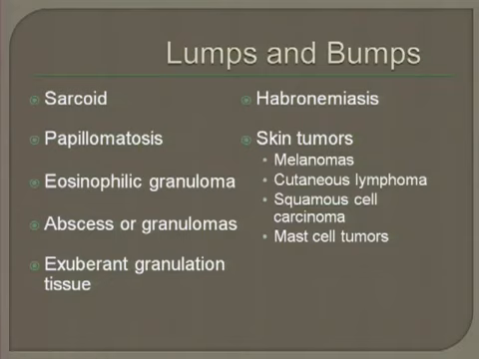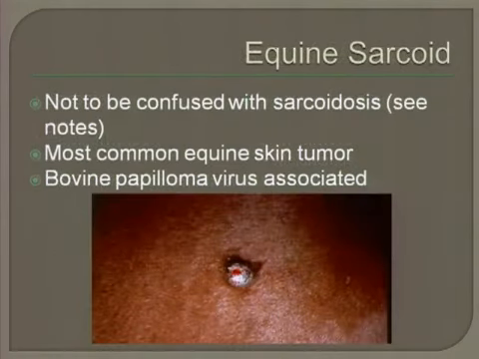So now let's talk about the various lumps and bumps that horses get. So this is where we'll be headed, and we'll talk about sarcoids. Do not confuse equine sarcoids with sarcoidosis. Sarcoidosis was one of the things that landed on the cutting room floor, so there's a little bit of info about that in the notes, but we're not going to be talking about it in lecture today.